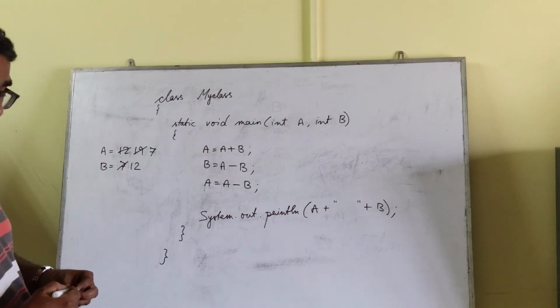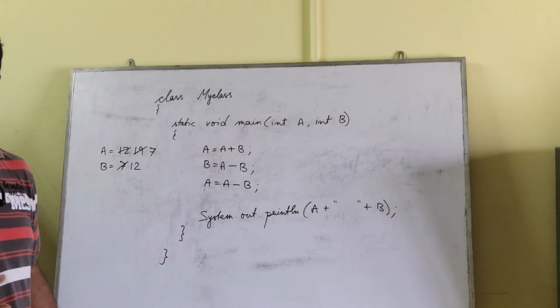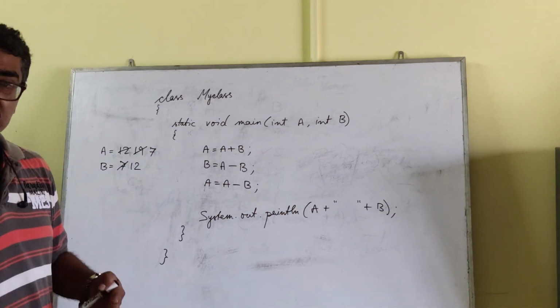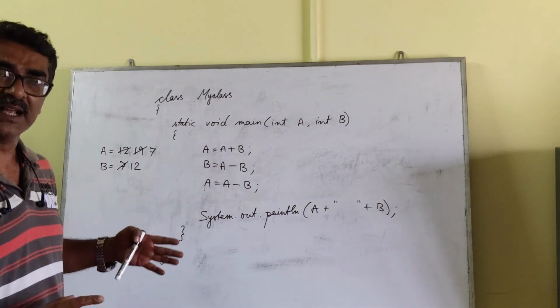So we can interchange the content or values between two variables using a third variable, or without using a third variable, by simple mathematical calculations.